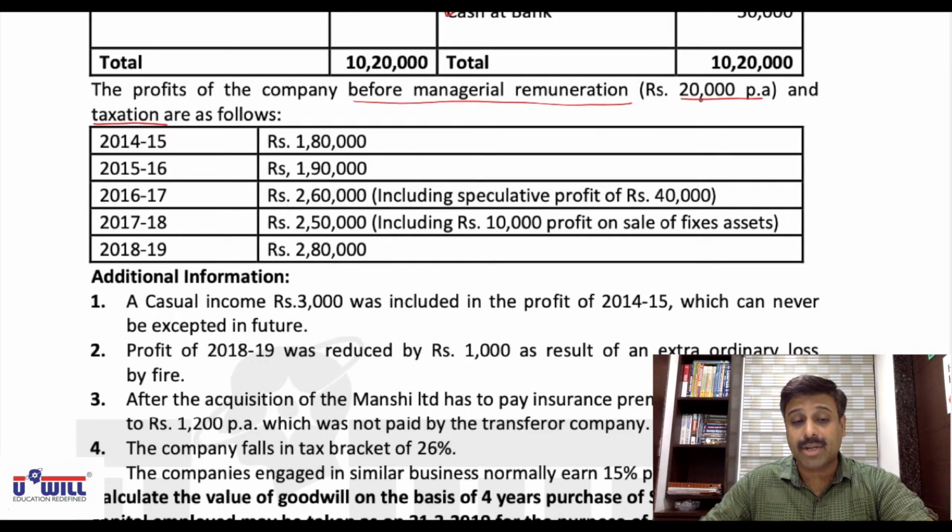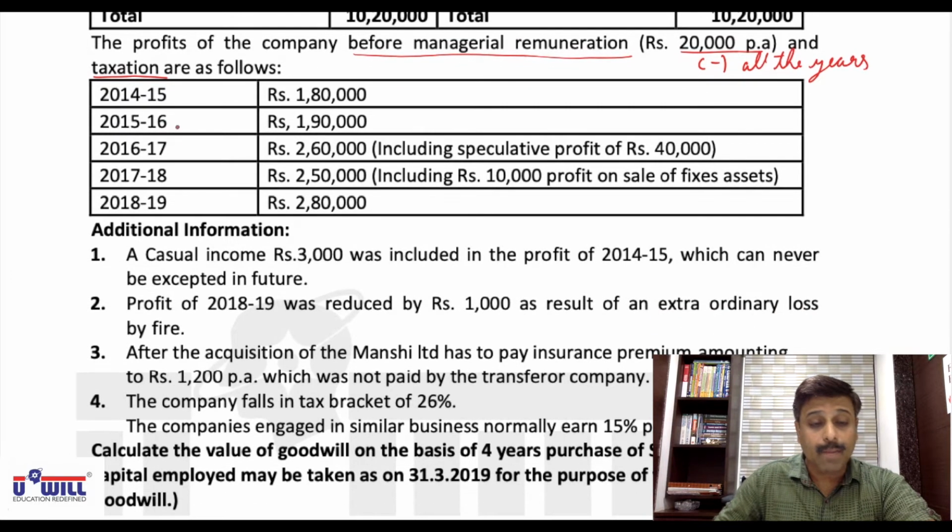So if managerial remuneration is included in all these profits, what will happen to the profits? I repeat, if we include managerial remuneration in all these profits, what will happen to the profits? The profits will decrease. So we will minus this managerial remuneration in all the years' profits. Now profits are 14 to 15, 1,80,000. 15 to 16, 1,90,000. 16 to 17, 2,60,000, including speculative profit of 40,000.